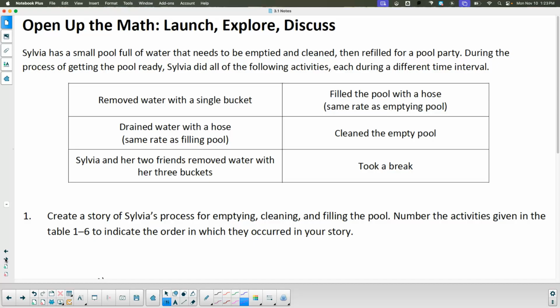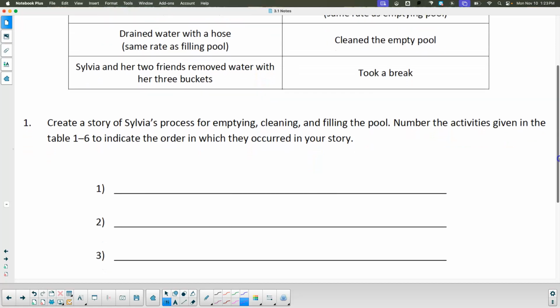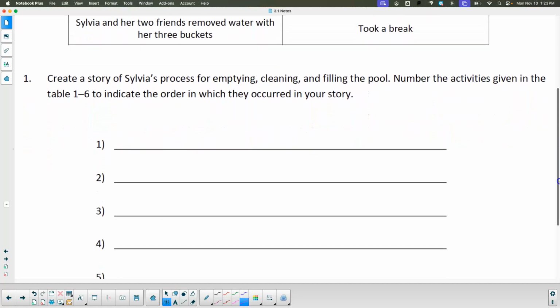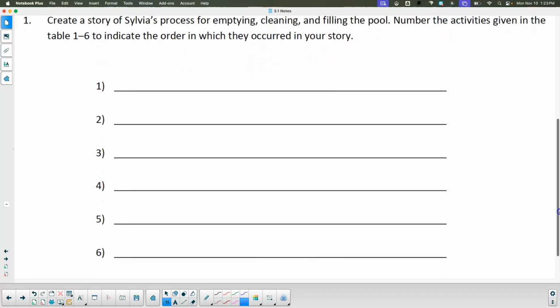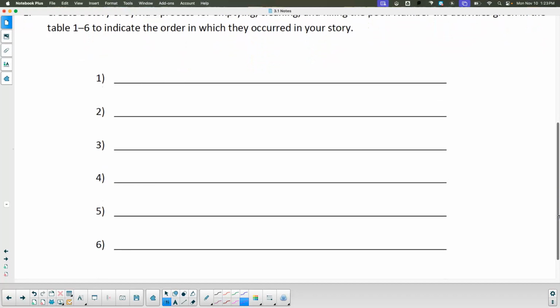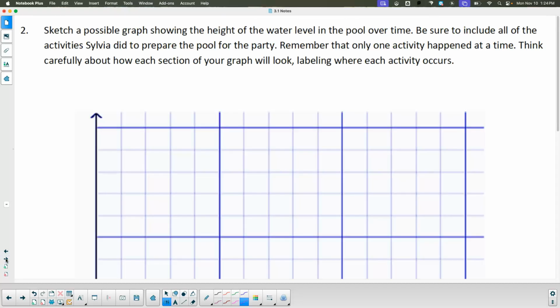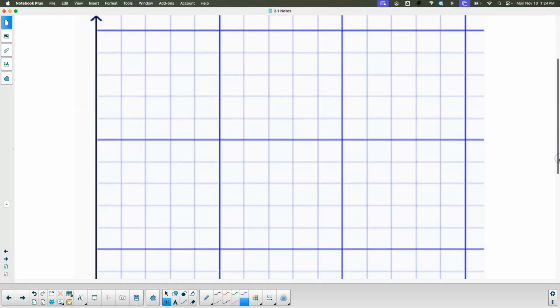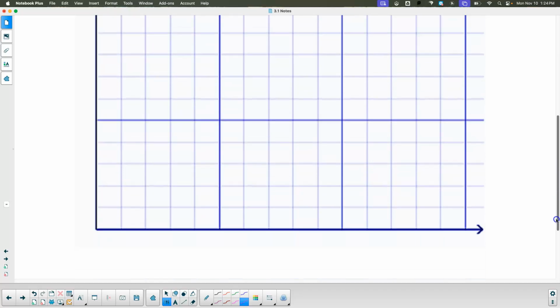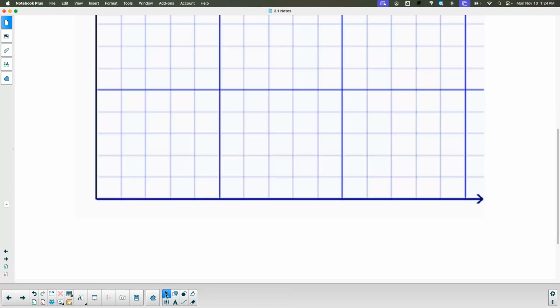Everybody clear on that? You have to use all 6. What you're going to do now, and I'm going to give you time to work on this, you can work on this as a table or you can work on this as an individual. I don't care. I want you to write down the order of what she did here. Then, here's the kicker. Then, I want you to sketch a possible graph showing the height of the water level in the pool over time. So this over here, hold on, I'm going to shrink up this graph a little bit so I can see it all in one.